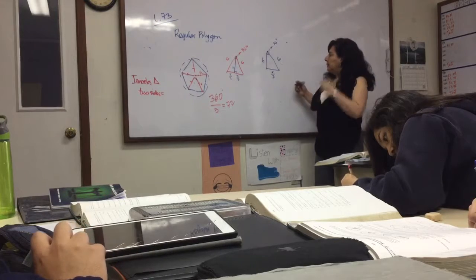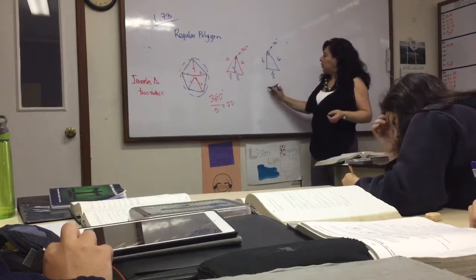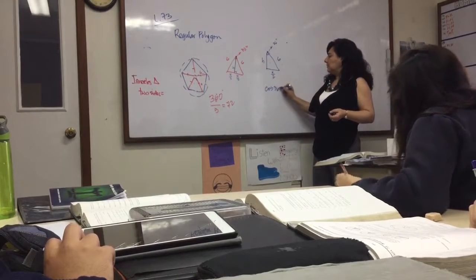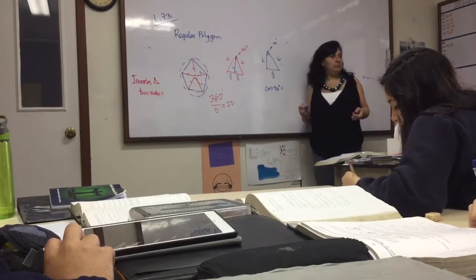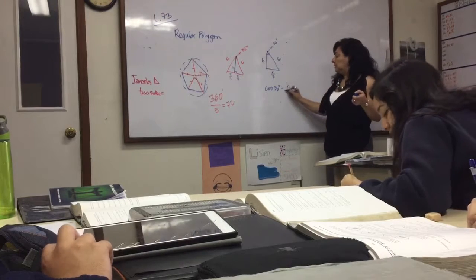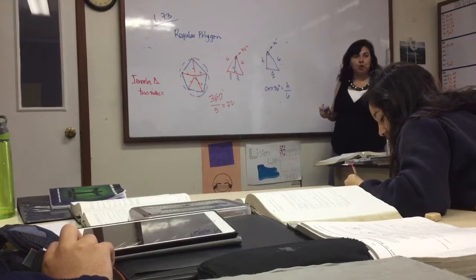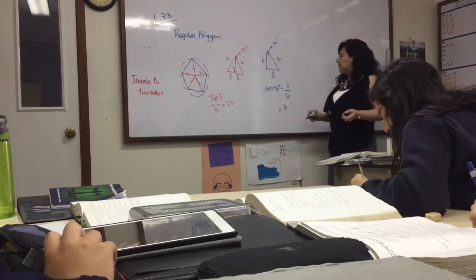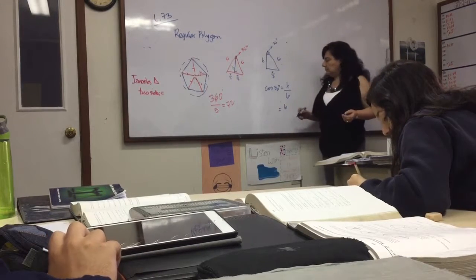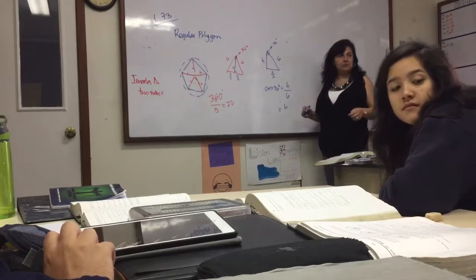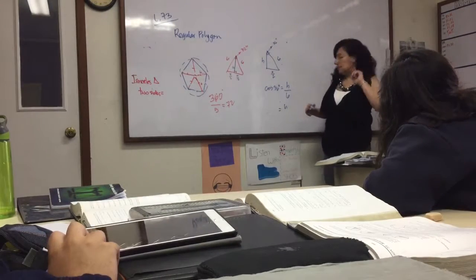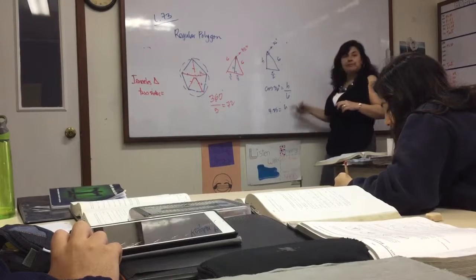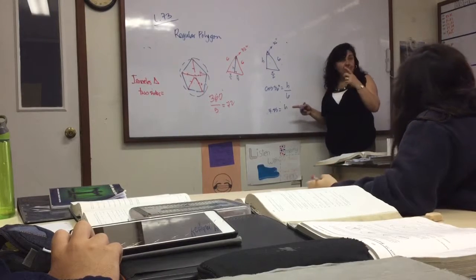It would be the cosine of 36 equals what? h over 6. What's the only thing I don't know? h. Please, someone find h. 4.85. Is it clear how I got to 4.85, or do you want me to do the whole thing? It's good? Okay.